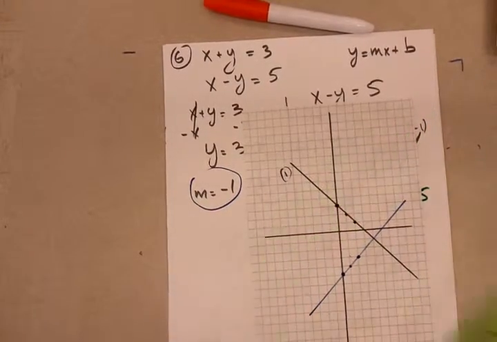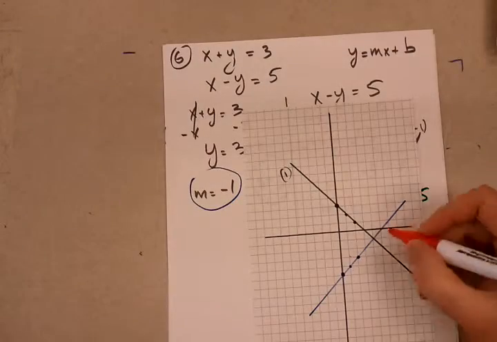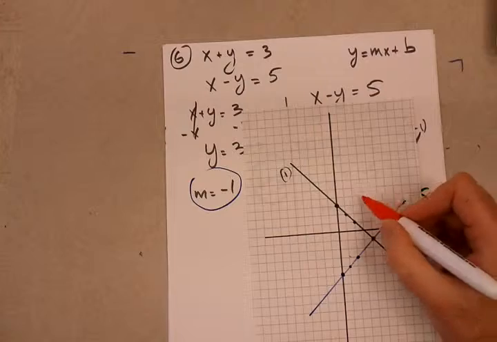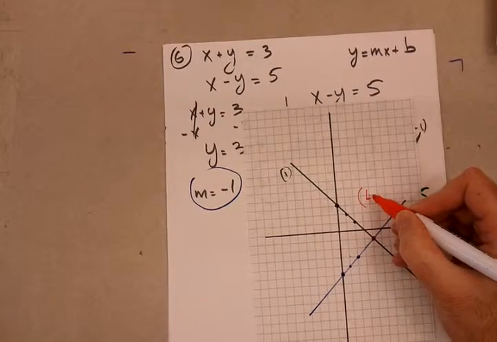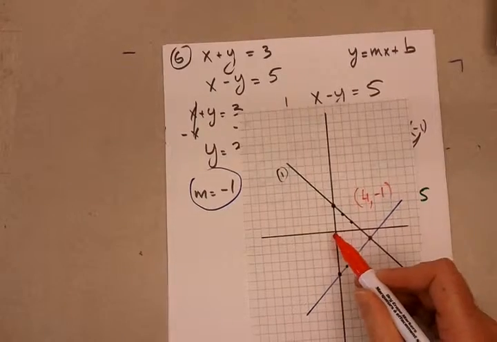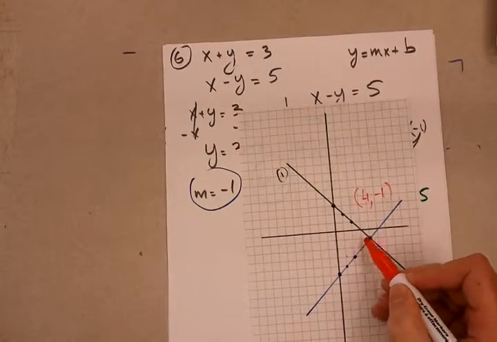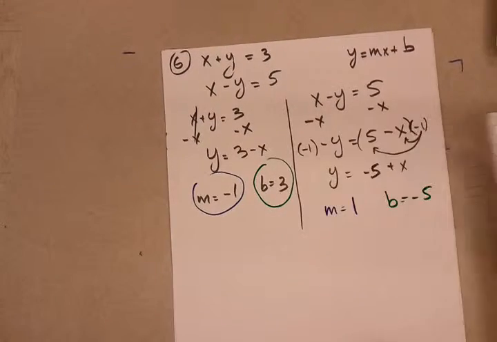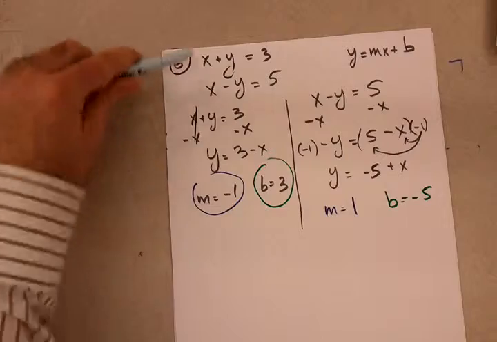And the point of intersection is right over here, which in this case is x at 4, y at -1, because x is at 1, 2, 3, 4, and y is at -1. And that's my solution to this particular system, and I can always check my work easily by plugging it back into both.